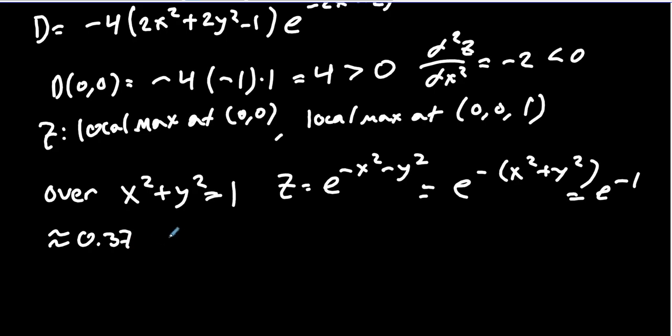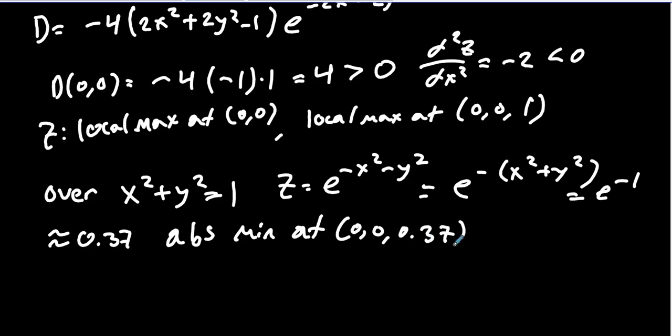So this means that there's an absolute minimum at 0, 0, 0.37, and since we're talking about the surface, and our max is not bounded by the surface, our absolute max is also at 0, 0, 1.